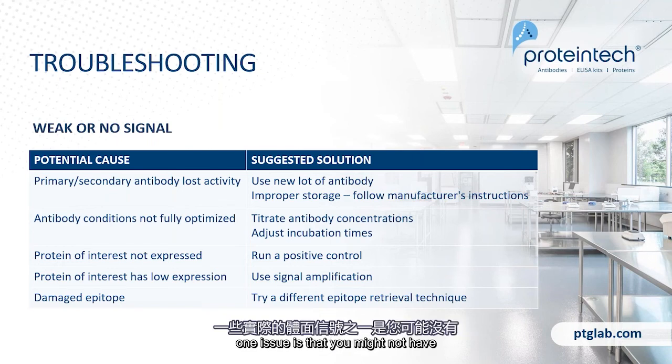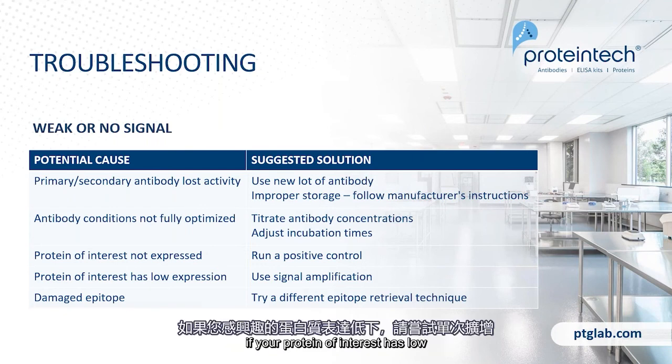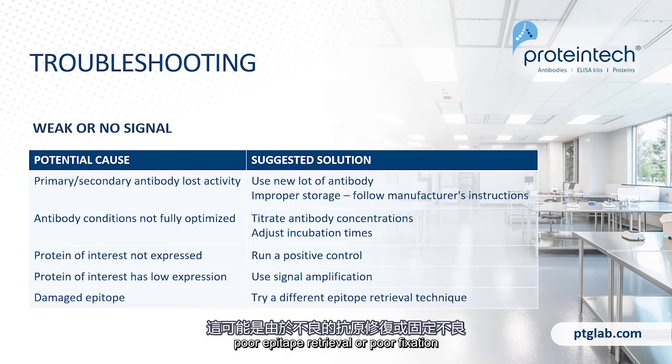One issue is that you might not have your protein of interest expressed, so as mentioned, always run a positive control. If your protein of interest has low expression, then try signal amplification steps. And if you have a damaged epitope, then this could be due to poor epitope retrieval or poor fixation, so try a different epitope retrieval technique or a different fix.